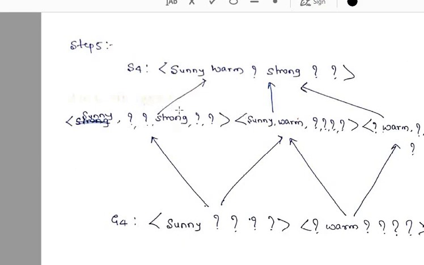So this is about the candidate elimination algorithm. The main advantage of this candidate elimination algorithm is that it will give you all the hypotheses which are consistent with the data set.